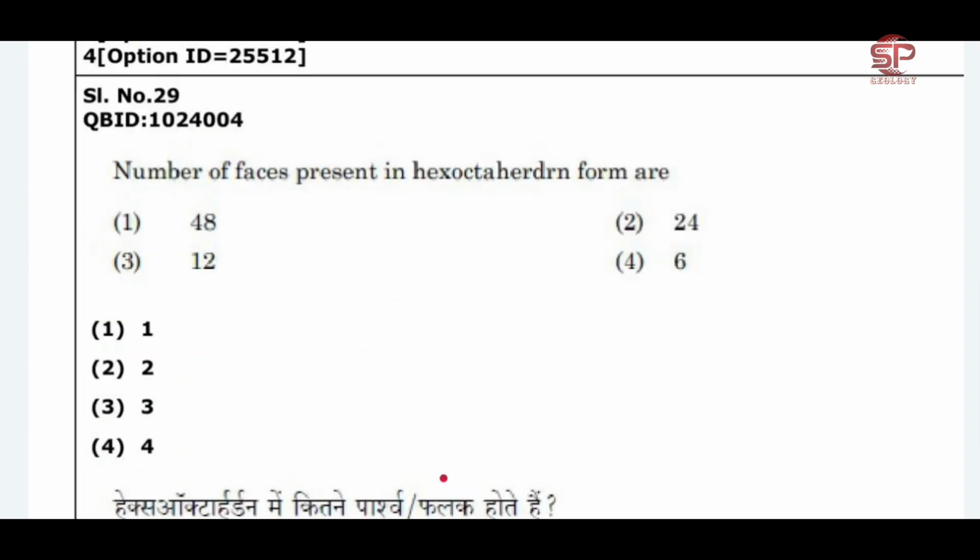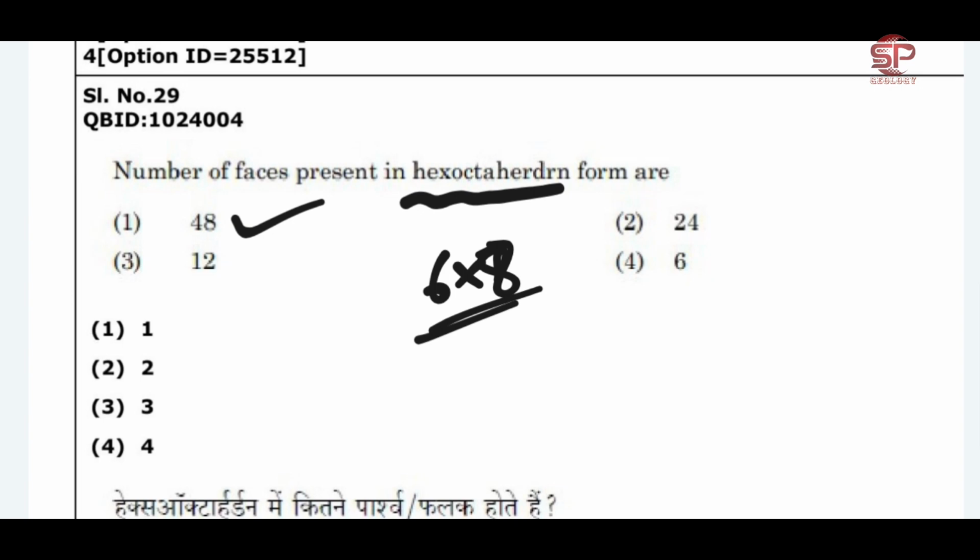Number of faces present in a hexoctahedral class. The hexoctahedral class belongs to the isometric system, normal class. So from hexoctahedron, you can say 6 into 8. So it contains 48 faces.